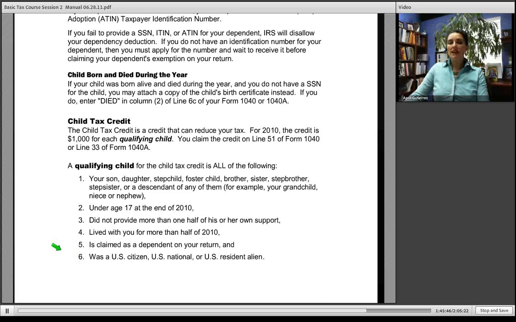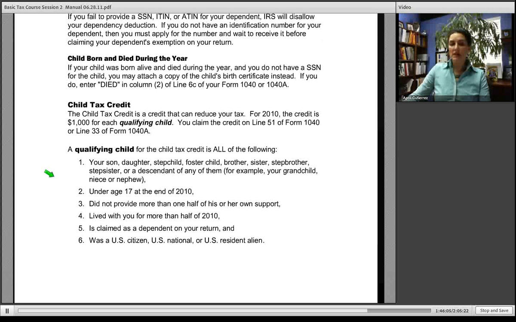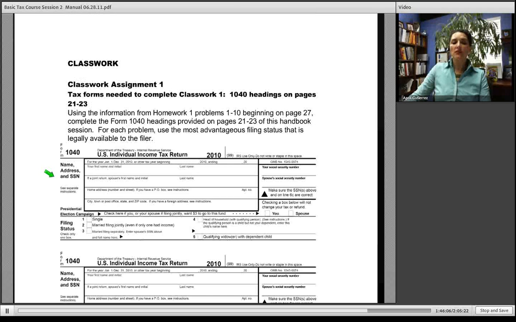But for the child tax credit, that person whom you claim as a dependent must be a U.S. citizen, U.S. national, or a U.S. resident alien. So if you have a dependent who lived in Mexico all year who was not a U.S. national or resident, then they could qualify as your dependent, but they would not qualify you for the child tax credit.